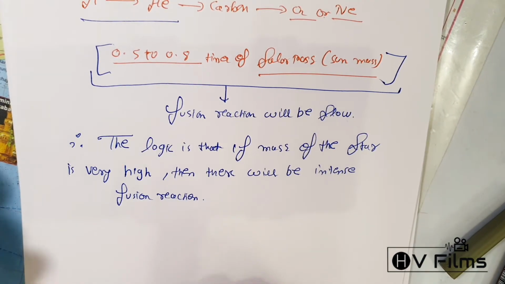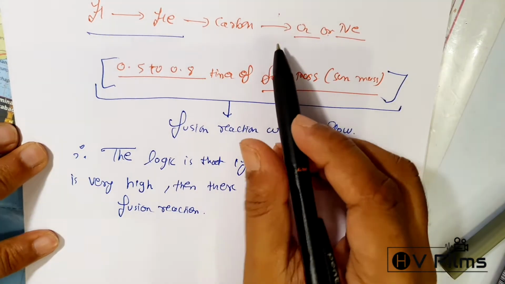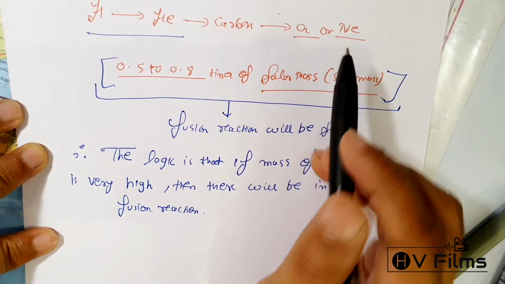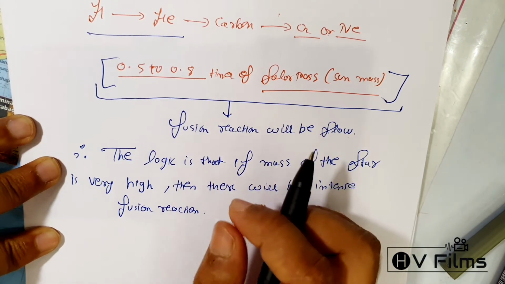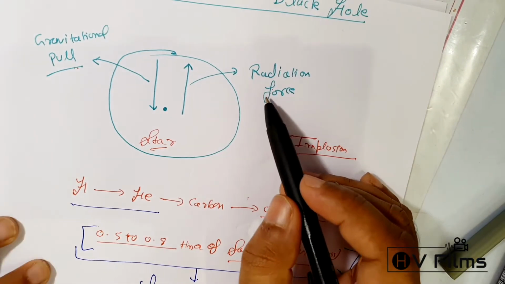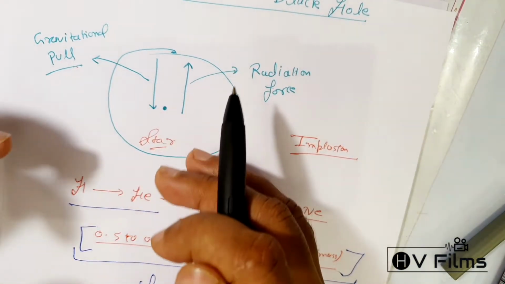Now if the star is massive and it has reached the level of oxygen and neon, and the temperature at the core is still very high, then the radiation force will be far exceeding. The radiation force means this one. The radiation force is outwards, meaning it is trying to explode, right?